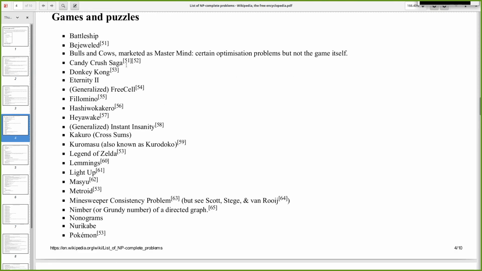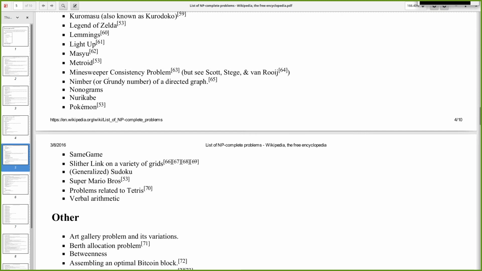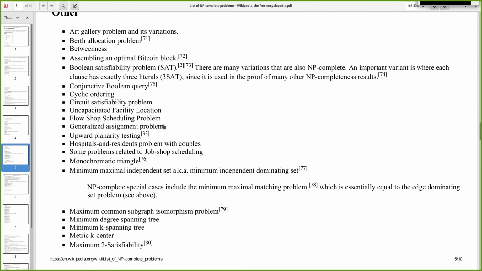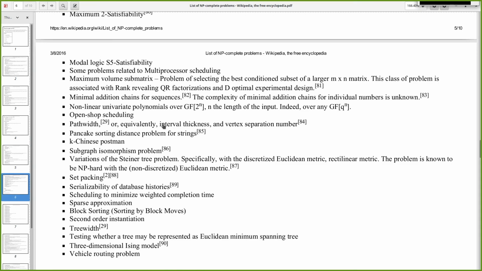Battleship, Bejeweled, Candy Crush Saga, Donkey Kong. I don't know about Assassin's Creed 3, Zelda, Lemmings. I mean, all of these have equivalent versions to problems that would be NP complete, meaning that we could solve these in polynomial time. And if you solve any of these in polynomial time, I love that Metroid's on there, you can solve them all, right? And this is the magic and the attraction of this whole question of, can any of these be solved in polynomial time?